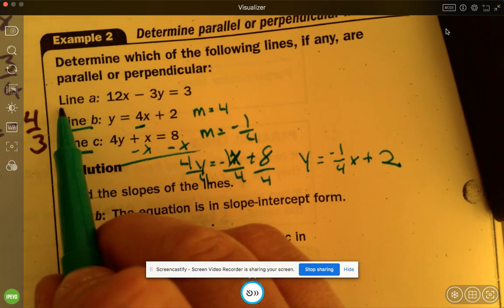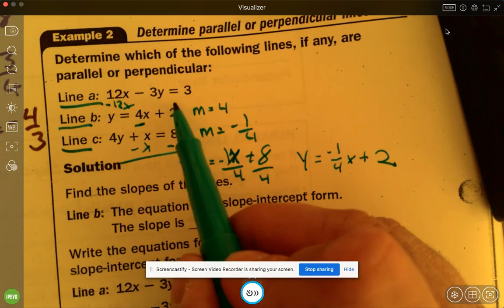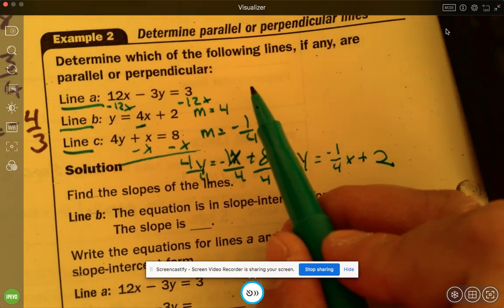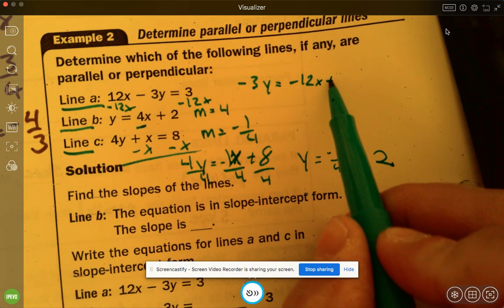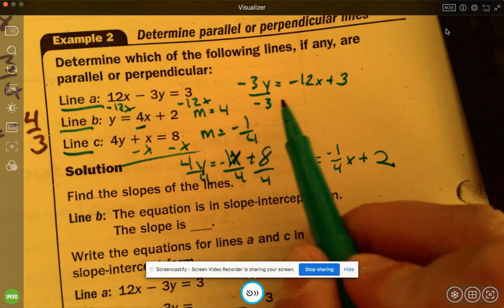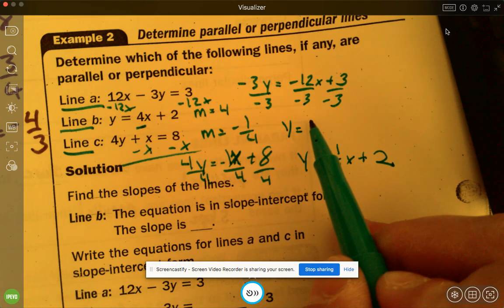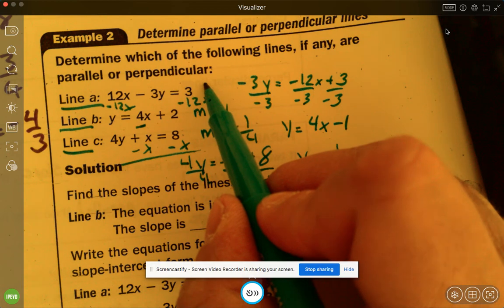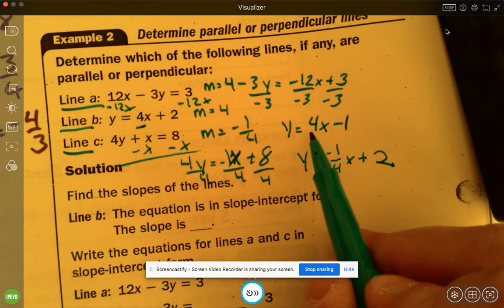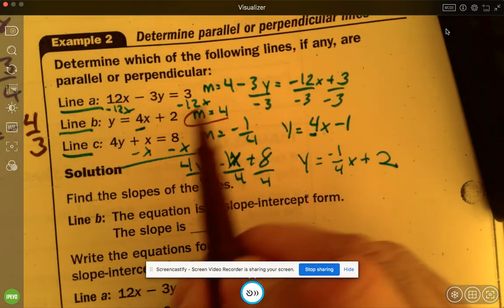For the next one, line A, again, I'm going to solve for y. So I'm going to subtract 12x, and I'm left with negative 3y equals negative 12x plus 3. Divide everything by negative 3, and I'm left with y equals 4x minus 1. So here the slope is 4 again. Sorry, that got really messy, but what you're supposed to be focusing on here for line A is that the slope's 4.